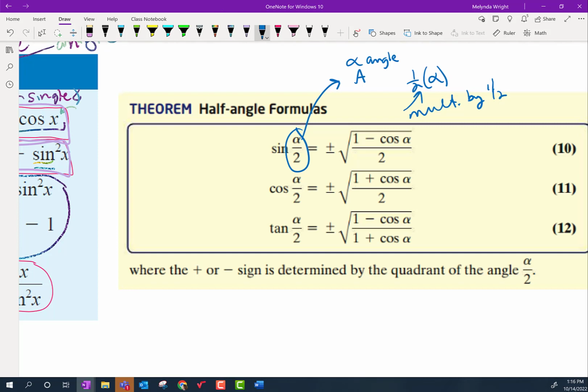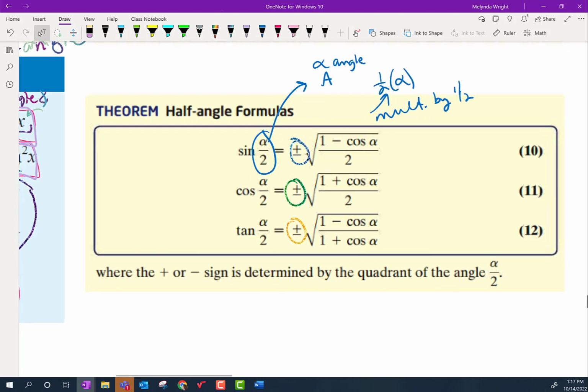Now, with these formulas, look who took over these formulas. Are we surprised? Cosine is in every single formula. Cosine has taken over the half angle formulas. And they're all square roots and they're all plus or minuses. It's the square root of 1 minus cosine over 2, 1 plus cosine over 2, and 1 minus cosine over 1 plus cosine. Now these formulas actually are not critical to memorize, so we will deal with these a different way.